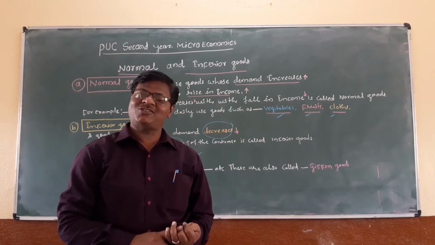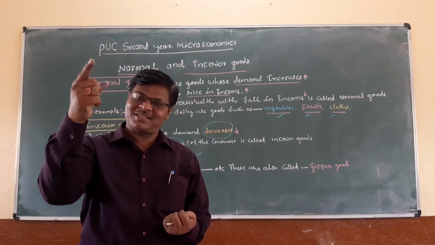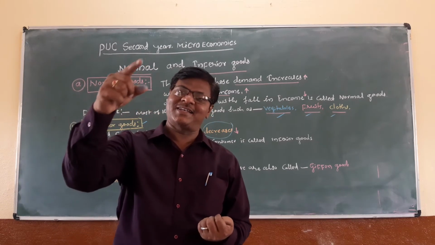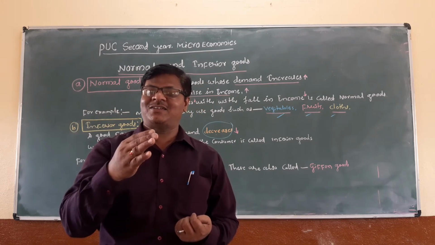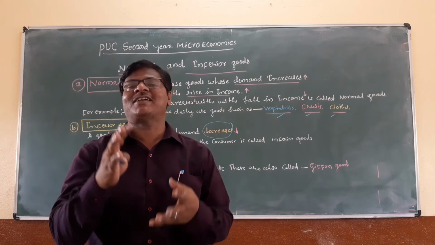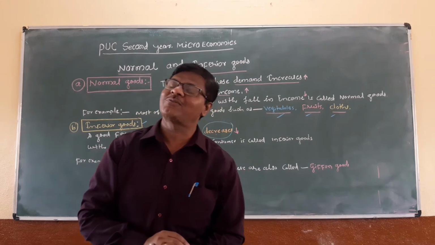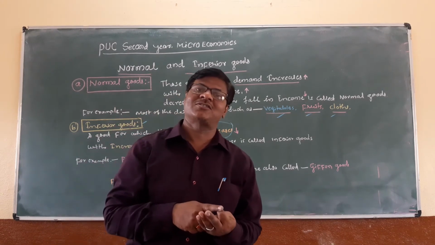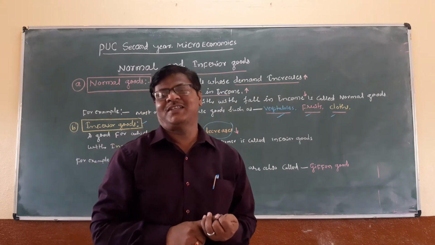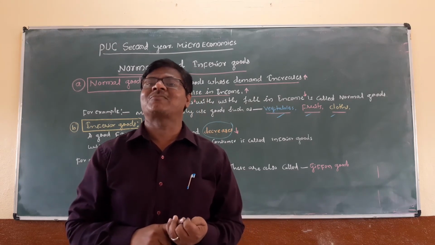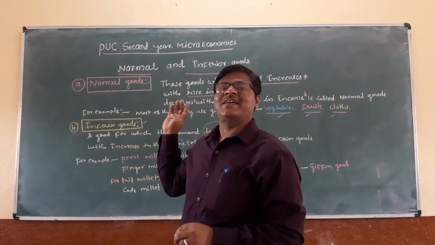Normal goods. In the case of normal goods, demand increases with a rise in income and decreases with a fall in income. The examples of normal goods are vegetables, fruits and clothes. You can find a number of other examples of normal goods besides these. So these are called normal goods.